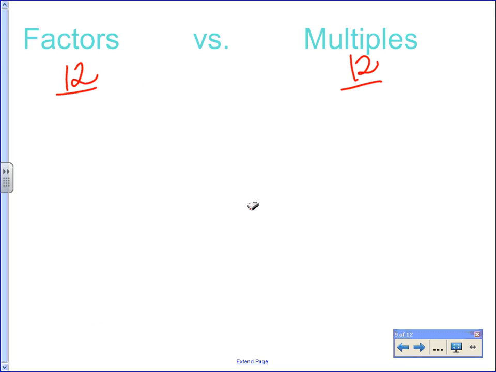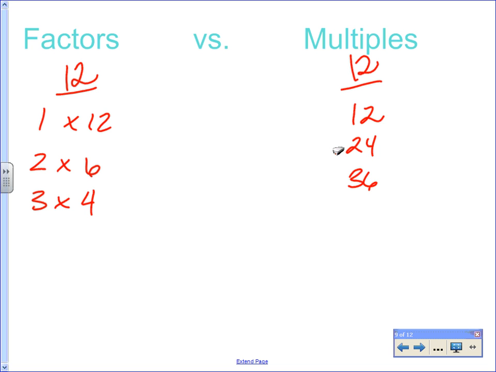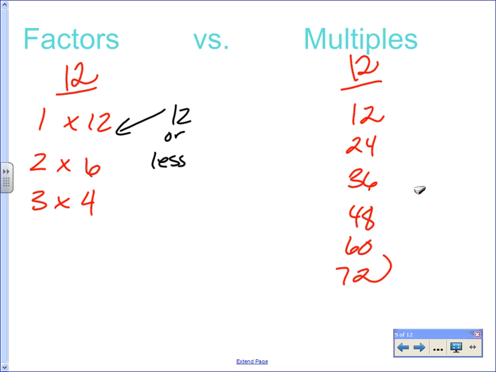In order to talk about the difference between factors and multiples, I want to show you all the factors of 12 and then some of the multiples of 12. So the factors of 12, we've already done these a couple of times in this video, are these: 1, 12, 2, 6, 3, and 4. The multiples of 12: 1 times 12 is 12, 2 times 12 is 24, 3 times 12 is 36, 48, 60, 72, and I could keep on going forever. But what I want you to notice is that all of these numbers are 12 or less. All of these numbers are 12 or greater.